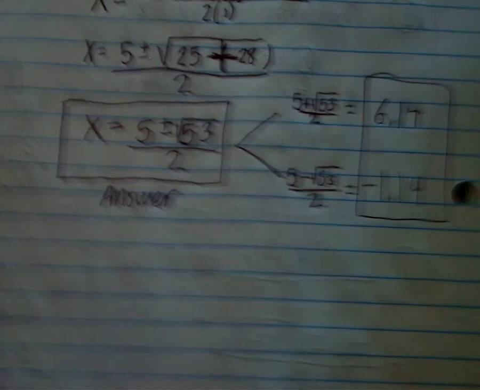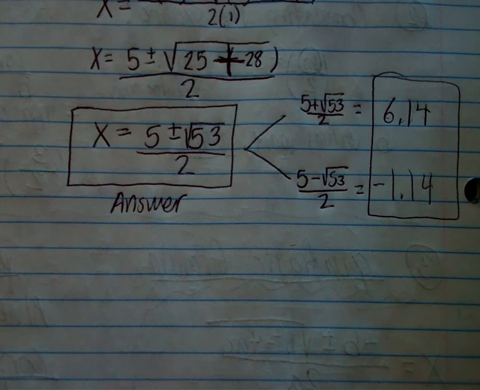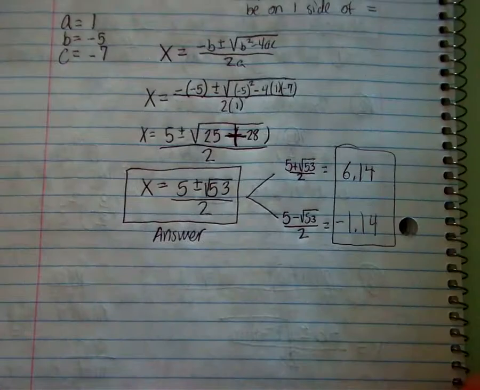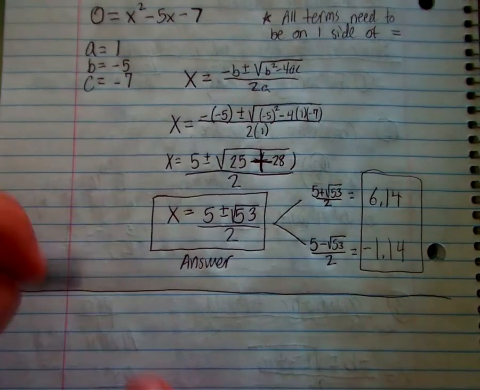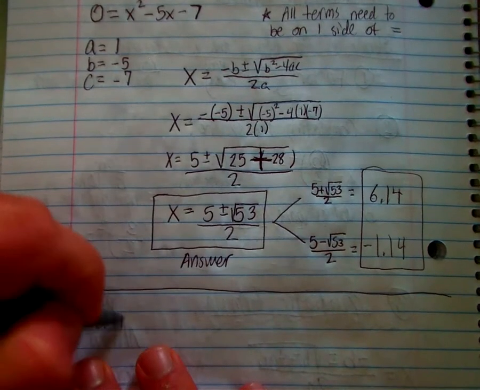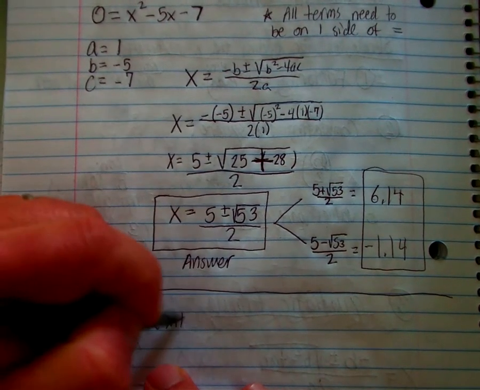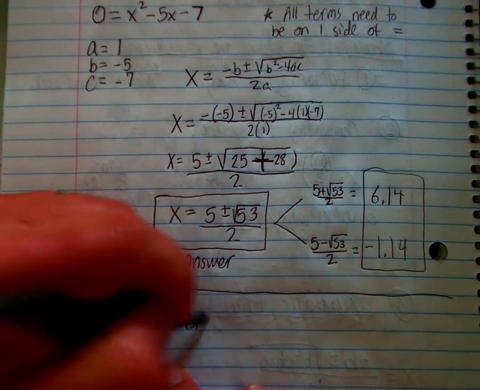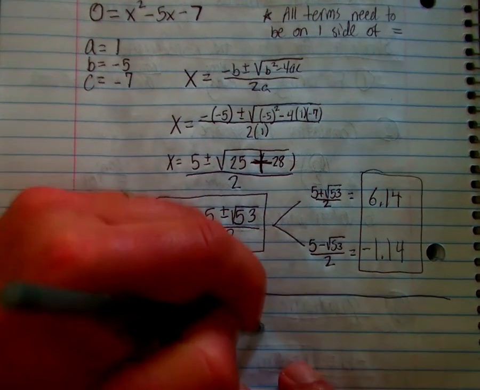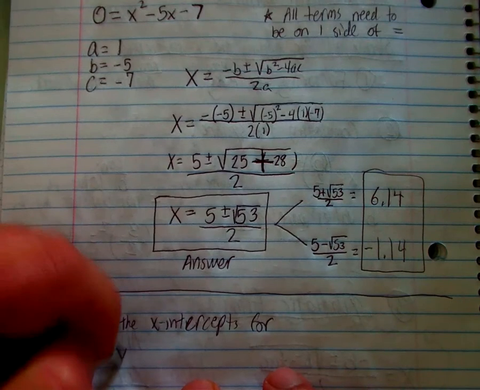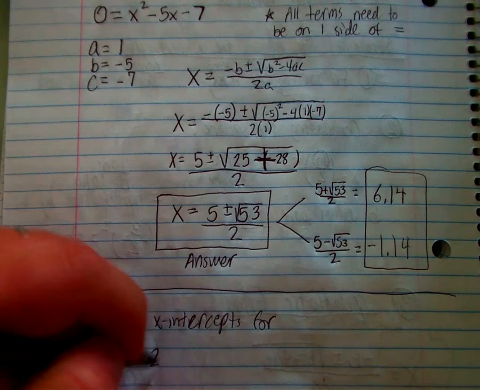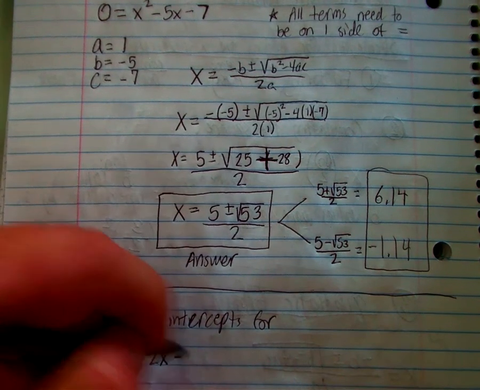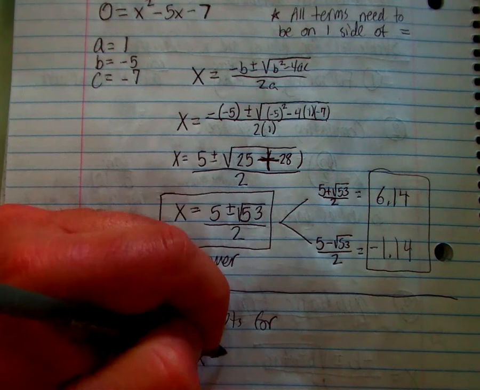So, all right. Do you guys have any questions for me? No? Okay. Well, I'll give you another one to try then. I'm going to bump up the difficulty a little bit. So this will be on your own. See how far you can get. So find the x-intercepts for y equals 2x squared minus 7x minus 3.